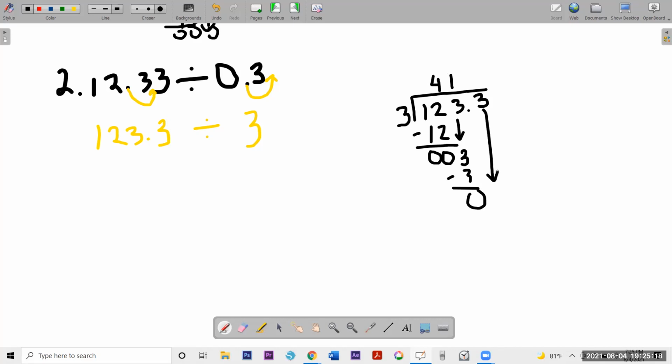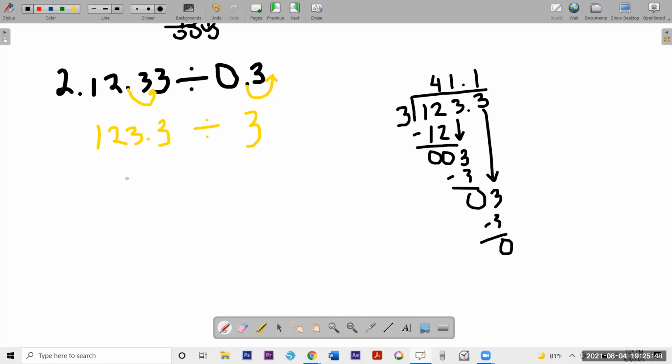This is the part you need to realize. You see this point here? Wherever it is, you got to put it back up here. So that's the part that's different from the example before. So you have to always remember, if there's a point here, you put a point right above it on your answer line. So we keep going. You bring down your 3. 3 into itself goes 1. 1 times 3 is 3. And so we are done, 0.